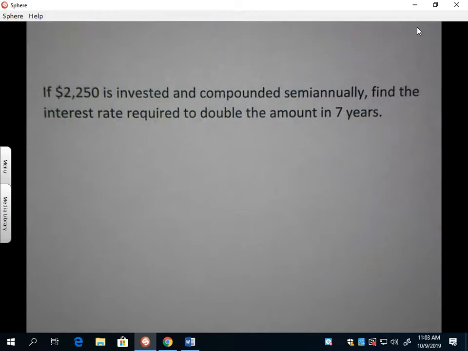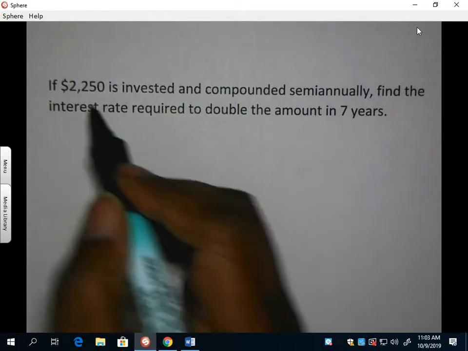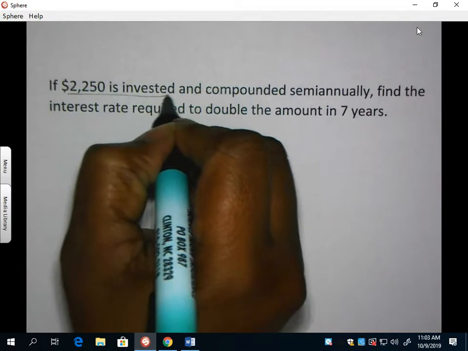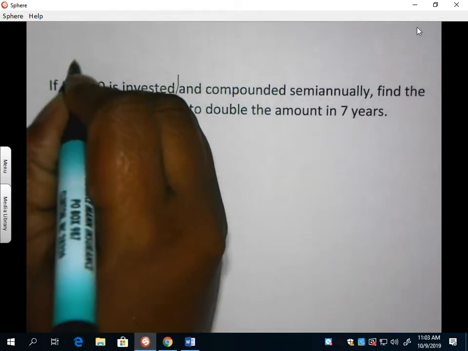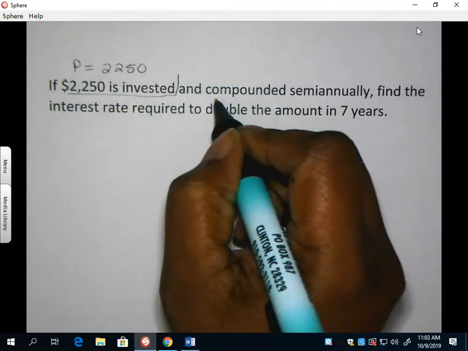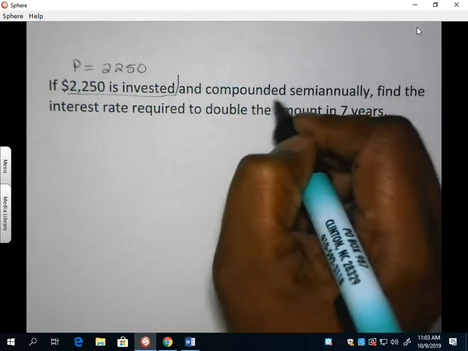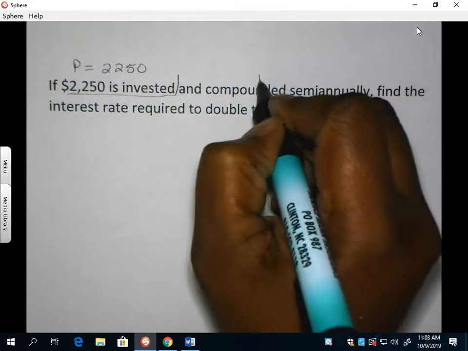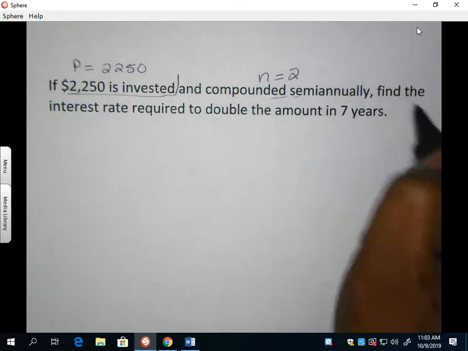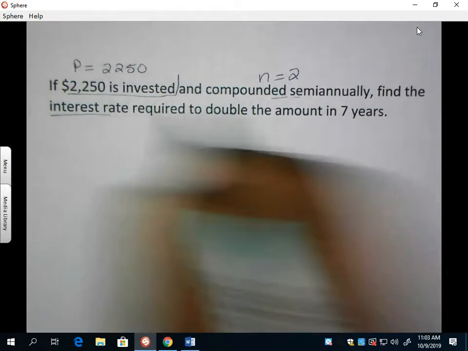Okay, let's look at a couple of calculator ways to solve this interest problem. What we're given here is that $2,250 is invested. So we know that our principal P is equal to $2,250 and compounded semi-annually. This tells us the number of times, which is N, that the interest will be applied, and semi-annually means two. Find the interest rate. Oh, it's telling us to find the next thing, which is R.